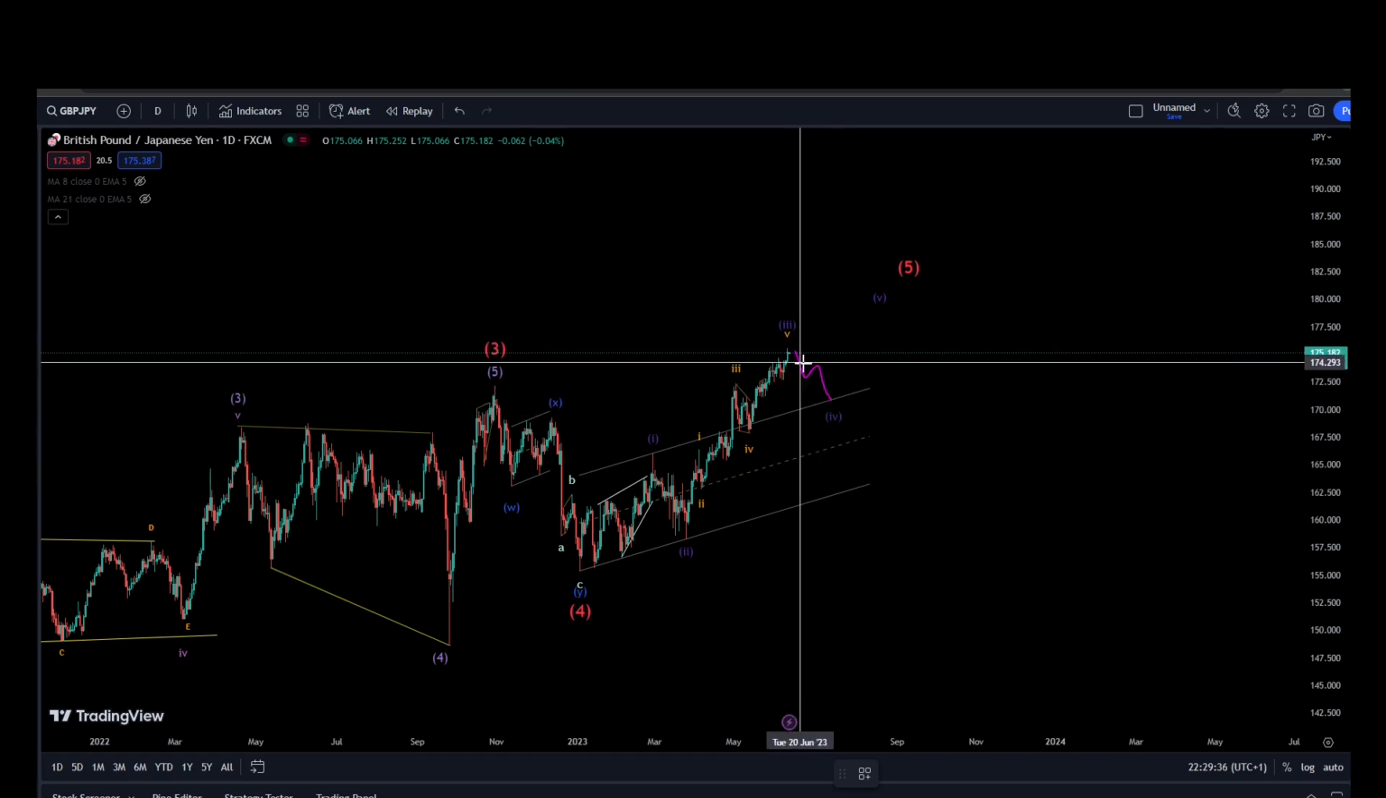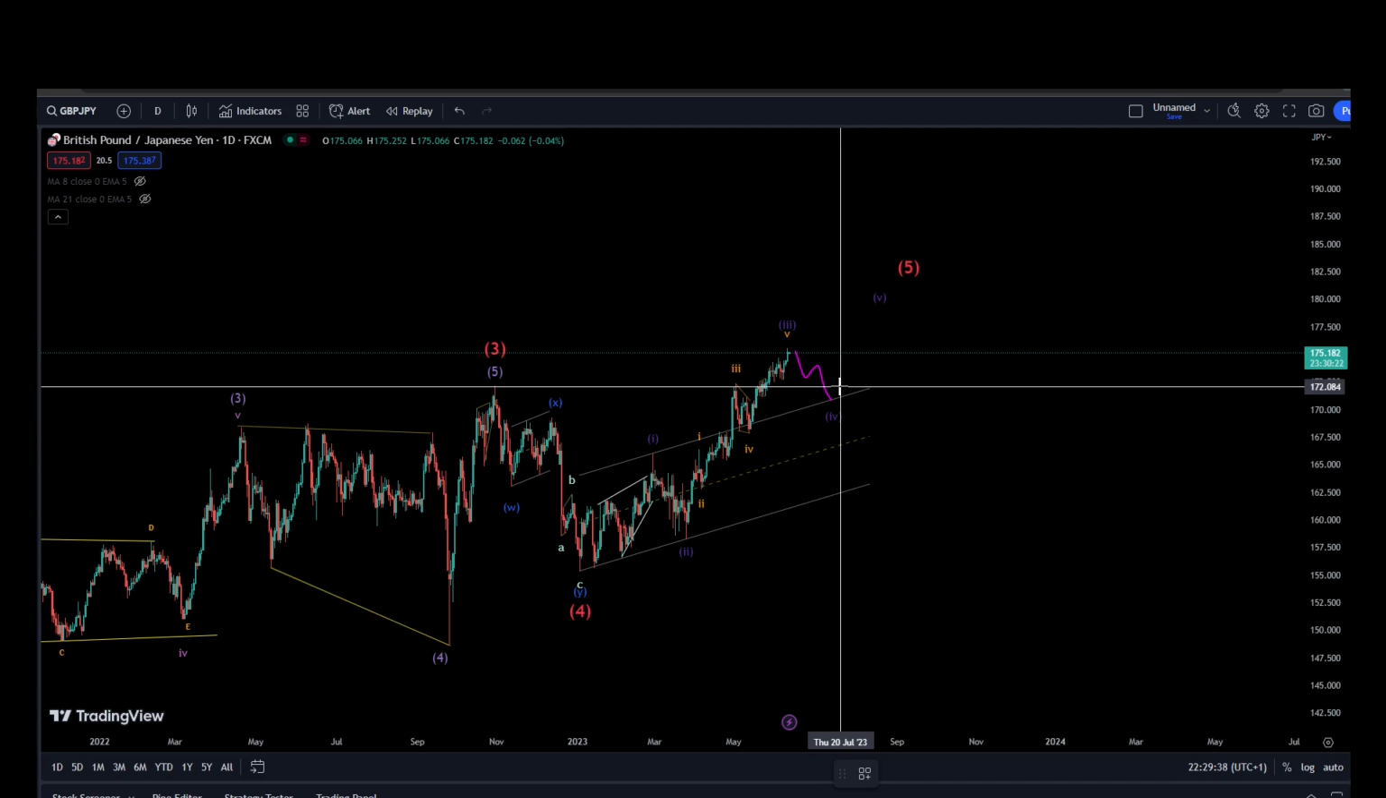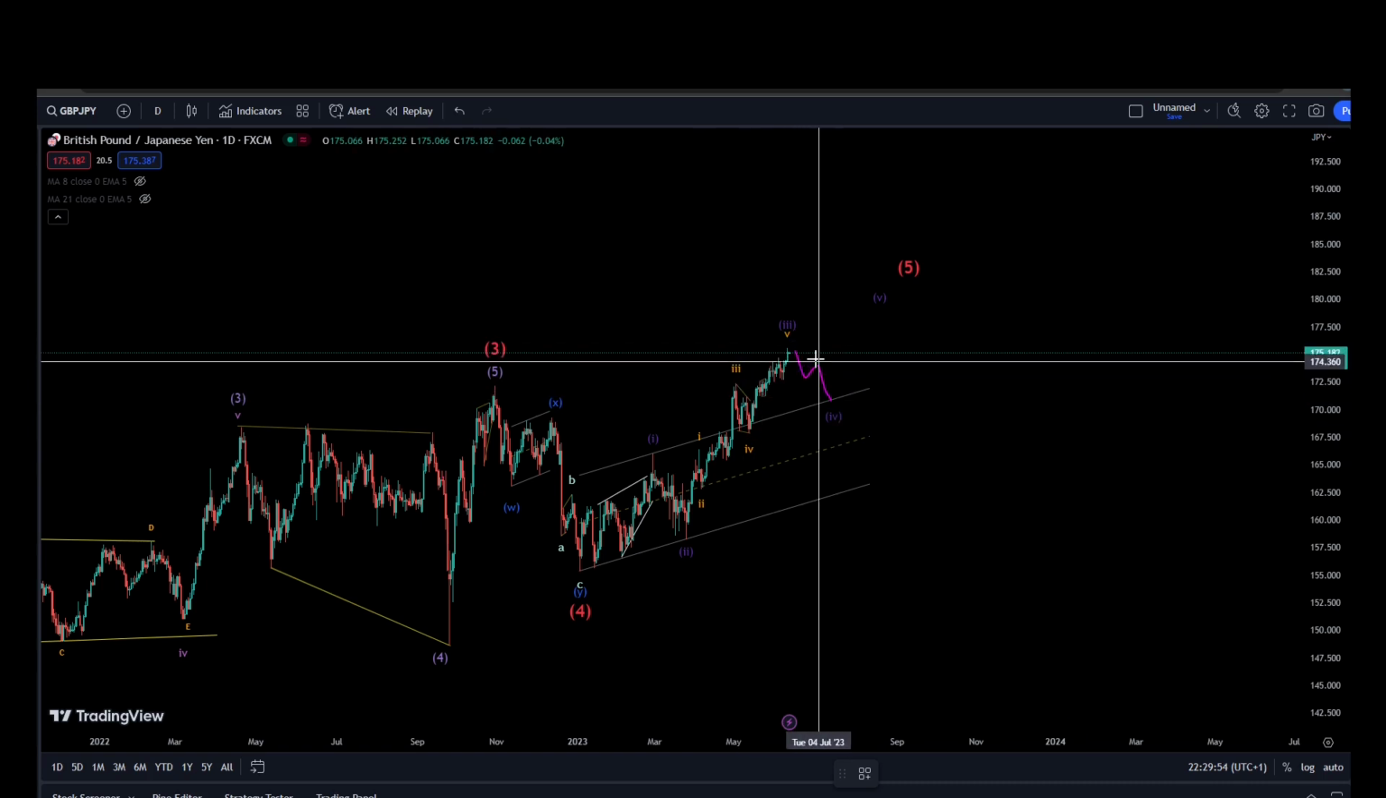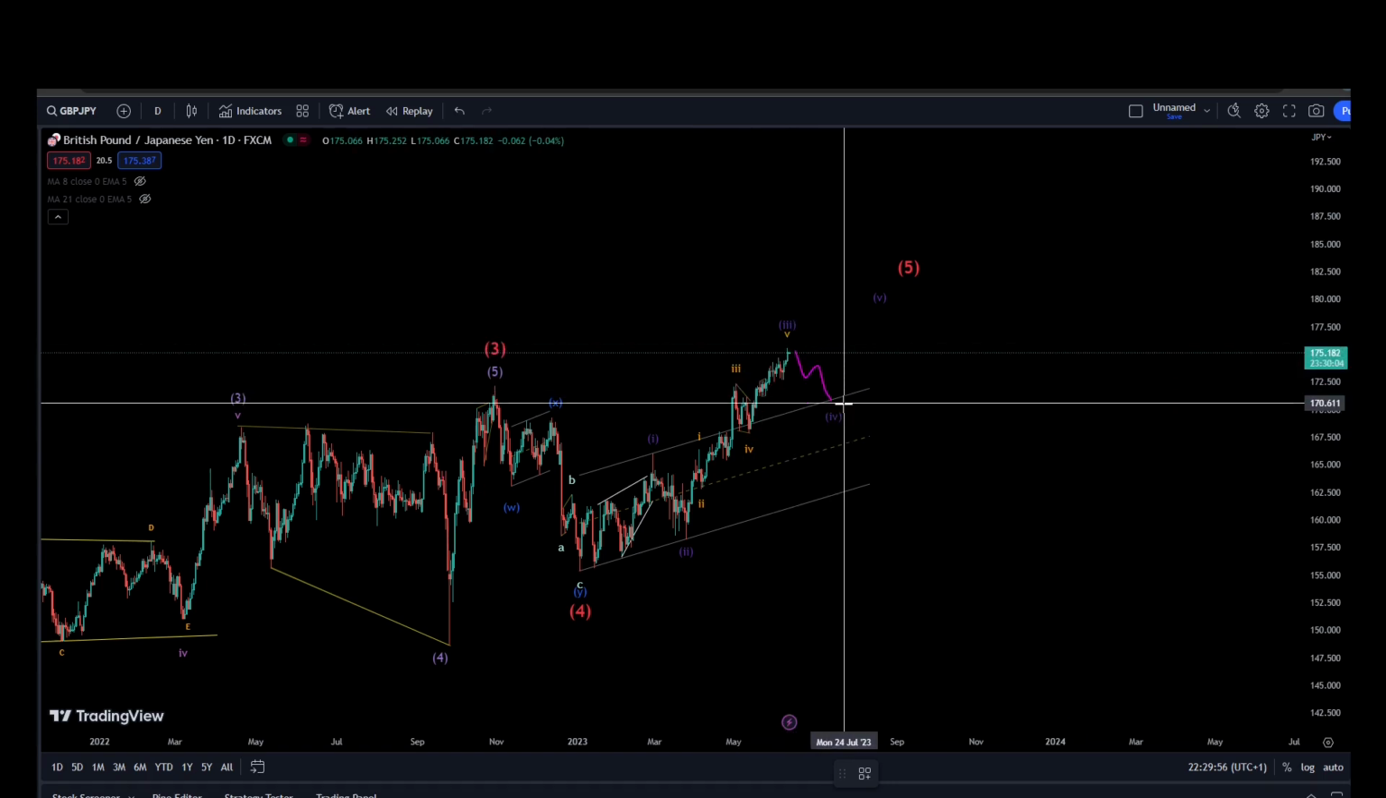Now this fourth wave can obviously be an ABC, a triangle, or a WXY, but what you need to understand is we are starting to go into the fourth wave, and what that basically means is you don't want to trade it. It's a correction. We don't trade corrections. We stay out of corrections, because that's where a lot of people tend to lose money. So ideally with this pair, I'm not going to be trading it at all this week. I'll rather just look at it and see how this wave 4 plays out.